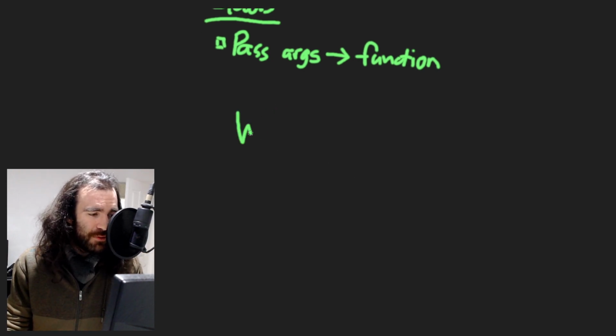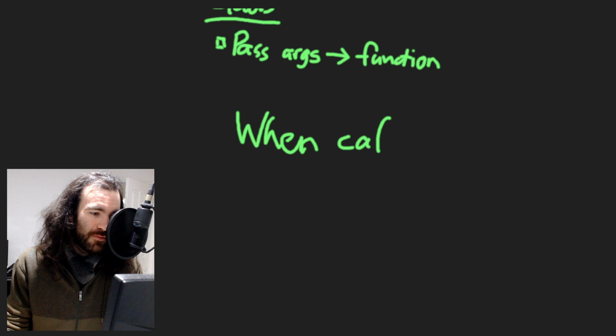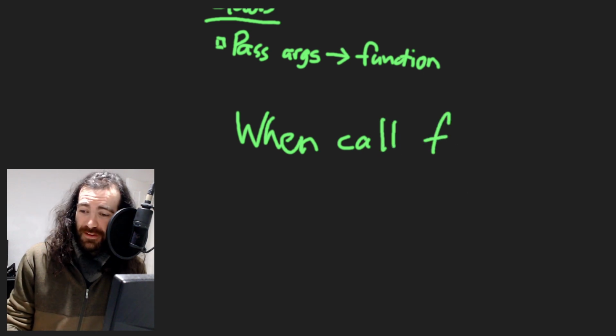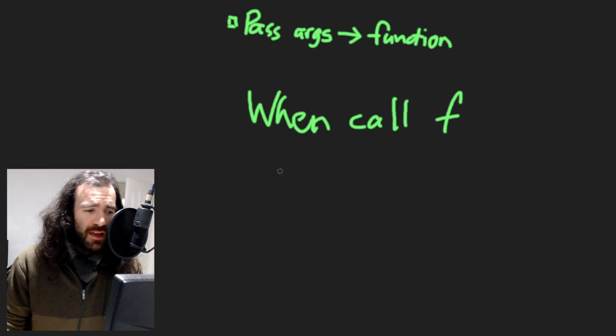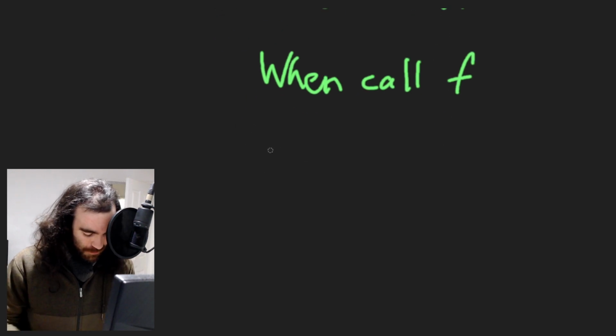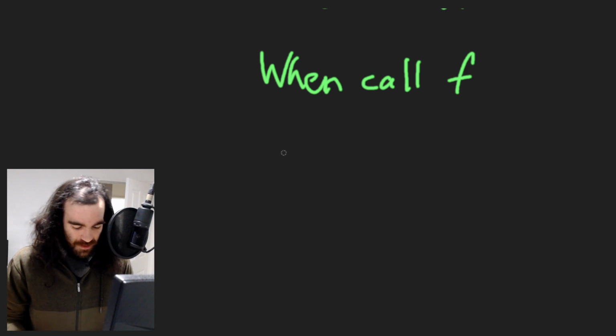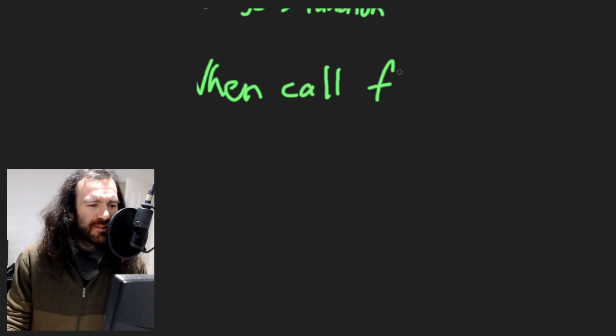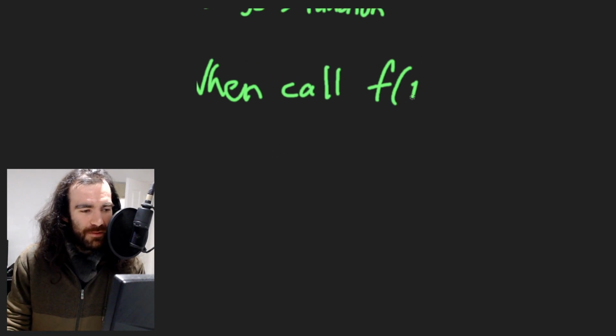So when we call a function f, okay, there's a few things we have to do. I'm just gonna quickly outline what happens, right? Because I've got a couple of handwritten notes. So we have a function f, right? And let's say we pass three numbers to it, 1, 2, and 3.